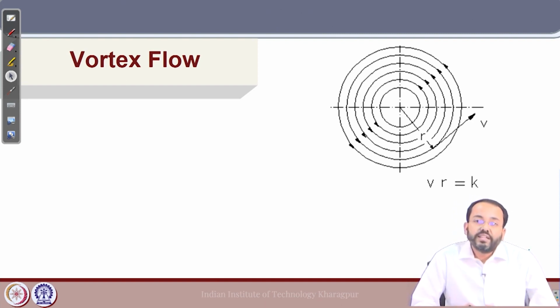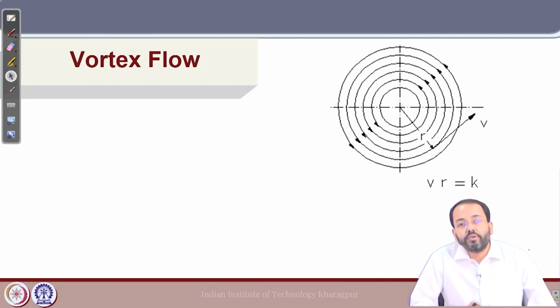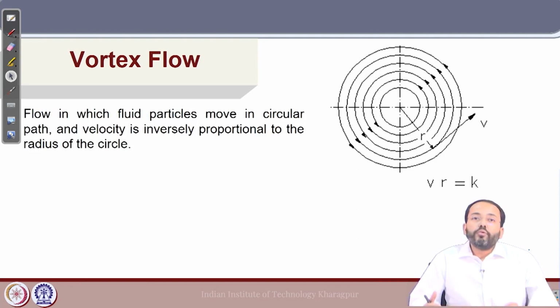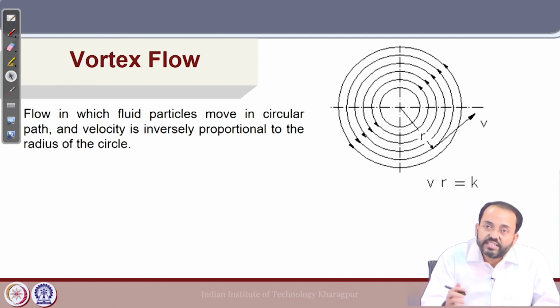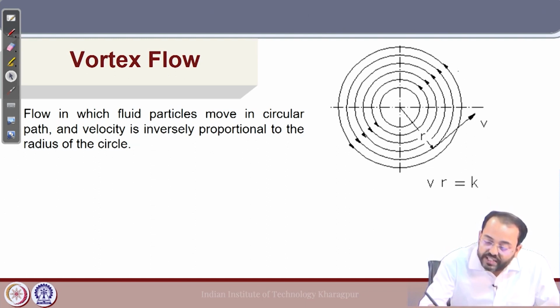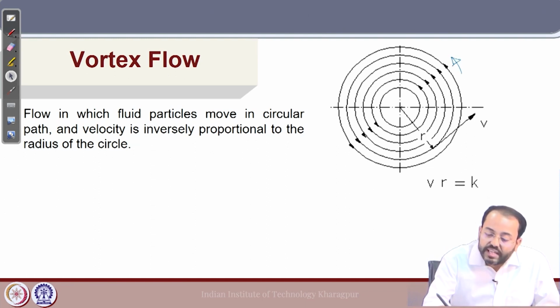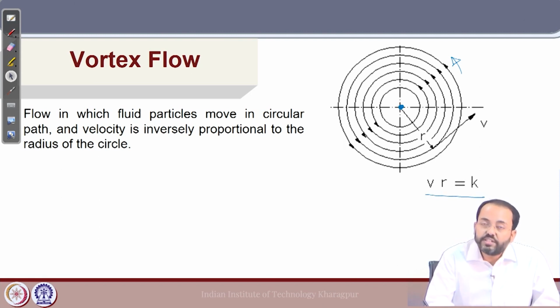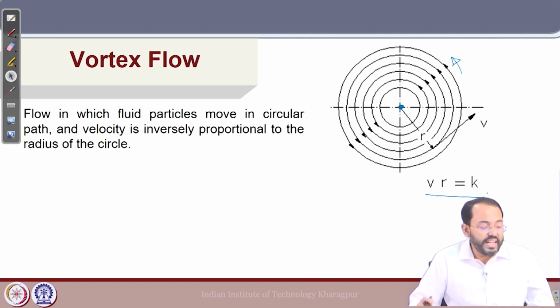Another very important aspect of fluid mechanics we need to understand before going into the flow characteristics around an airfoil is vortex flow. What is a vortex flow? A flow in which the fluid particles move in a circular path, and the velocity is inversely proportional to the radius of the circle. So, here we see the fluid particles move in a circular path about an axis and the velocity is inversely proportional to the radius. That is why we can write it as V into R is K.